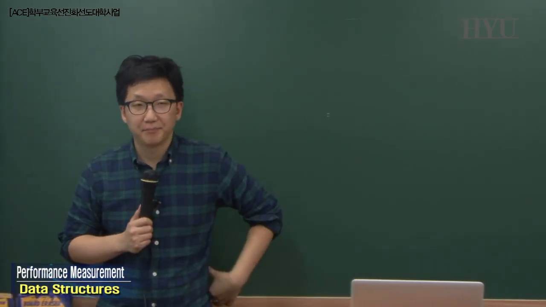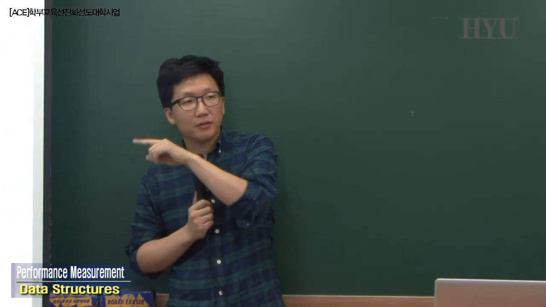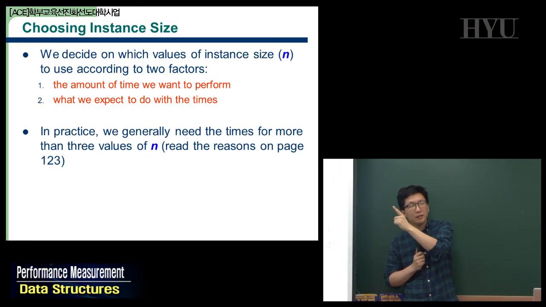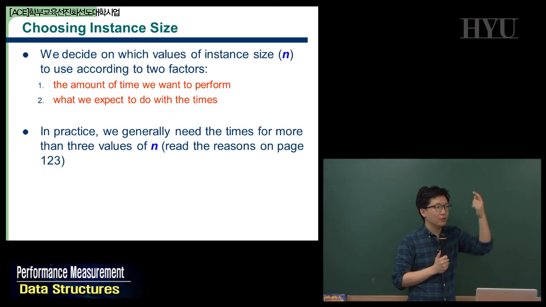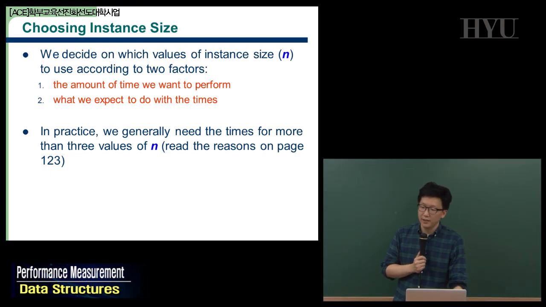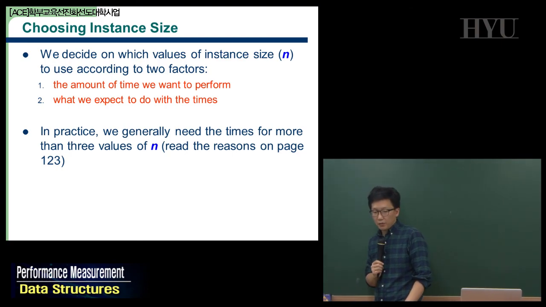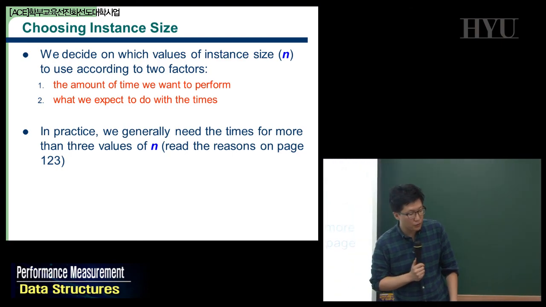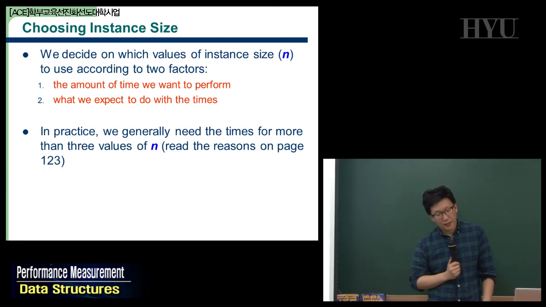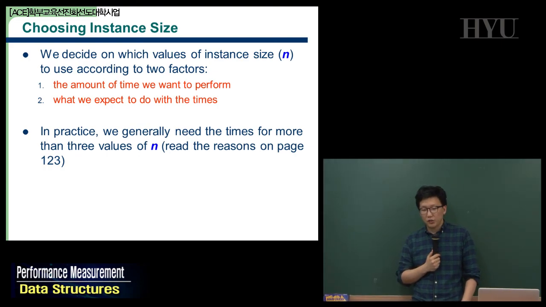Choosing instance size. The same thing applies from the previous slide: best case, worst case, average case. How do you choose n corresponding to each case? We decide on which value of the instance size n to use according to two factors: the amount of time that we want to spend, what we expect to do within that time, stuff like that. In practice, we generally need the times for more than 3 values of n.